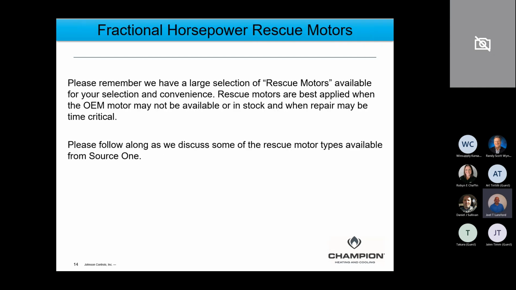Okay. Well, I didn't want to leave the training session today without talking a little bit about our fractional horsepower rescue motors. We do have a large selection of rescue type of motors available for your selection and convenience. Rescue motors are going to be the best applied when the OEM motor may not be available or in stock, or when repair may be time critical. So these motors really shine if you've got some of these on your truck and you're 30 miles away out in the country or whatever, and you just need to put a motor on. These rescue motors are very, very helpful under those type of situations.